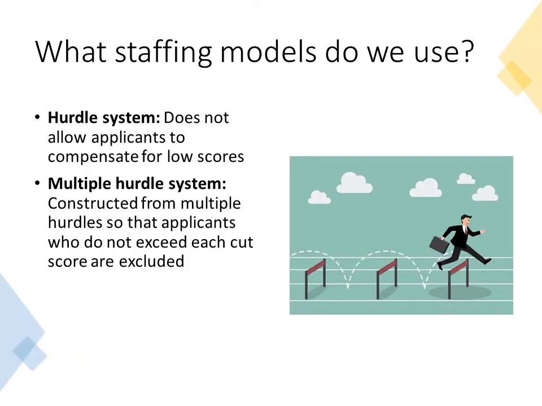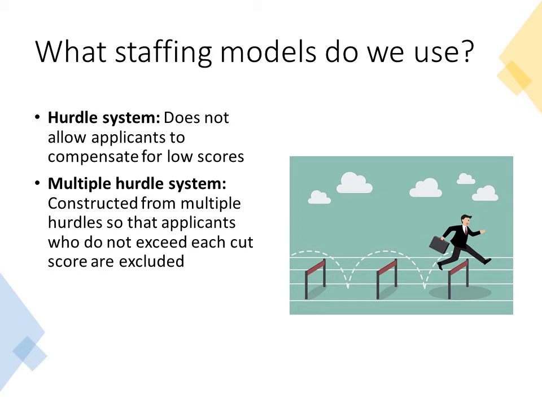In addition to choosing between comprehensive and compensatory, between clinical and statistical, we also need to decide whether we want hurdles. A hurdle system is non-compensatory. It does not use averages. It does not allow applicants to compensate for a low score. If we choose a hurdle system, we might decide to use multiple hurdles so that applicants who fail a test or don't pass the hurdle are rejected, are excluded from the process. They don't make it to the next hurdle.